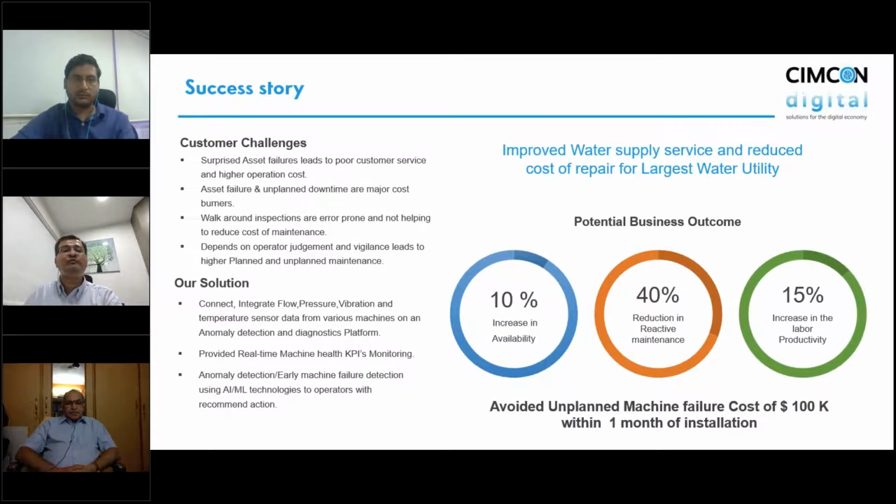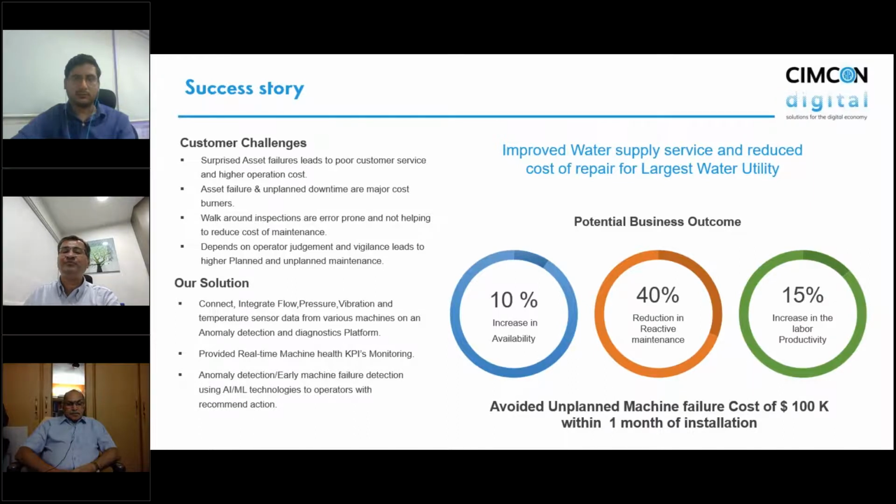Now how did our solution help them? We helped them to connect their existing sensors, pressure transmitters, head pressure and flow meter. We helped them to identify the right location for the vibration sensor. We connected smart vibration sensors on their various pump and motor bearings and collected that data onto our platform and started providing them machine health KPI monitoring. Using our anomaly detection algorithm and the help of subject matter experts, we were able to provide them early warning on the radial vibration of the non-drive end bearing side.